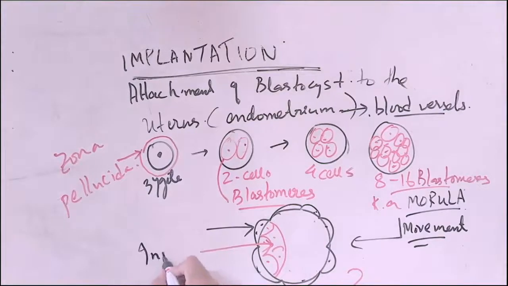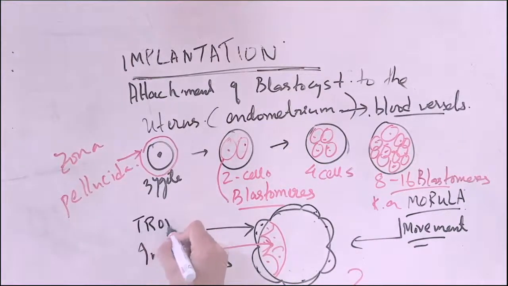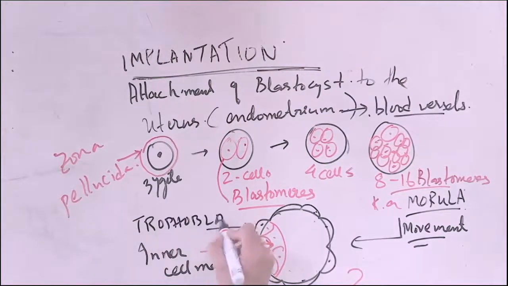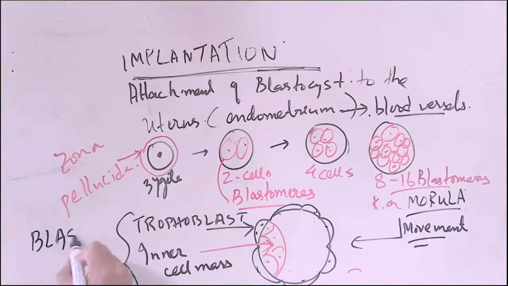It's known as the inner cell mass, and the outer layer is the trophoblast. And then the structure will be known as blastocyst. You can write it below the diagram.